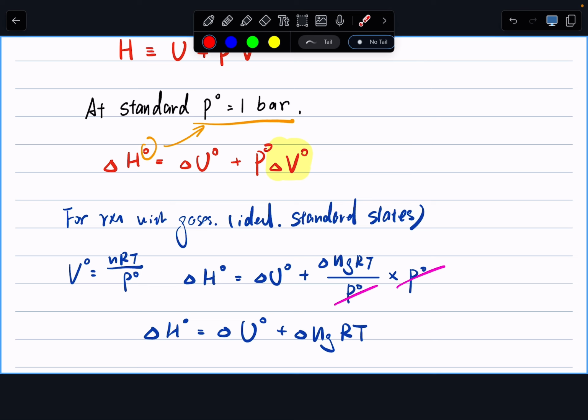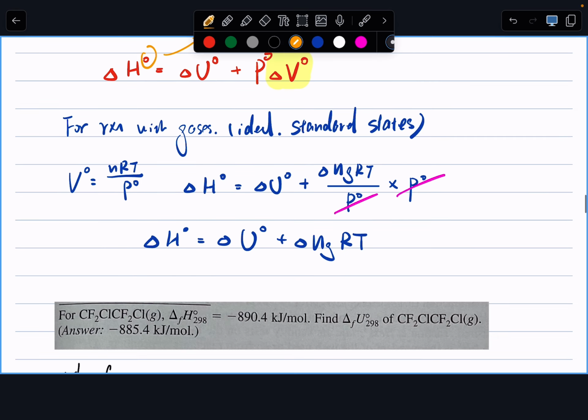So here, delta nG stands for the number of moles of your gas molecules. Since we're talking about ideal gases, I don't really care about the exact identity of my ideal gas molecule. It's more about how many moles of ideal gas molecules differ between your reactant and product. Like in this case, for example, in my reactant, we have 12 moles of gases. In my product, I also have 12 moles of gases. So the stoichiometric number is the same. So the delta nG for this reaction would be 0.